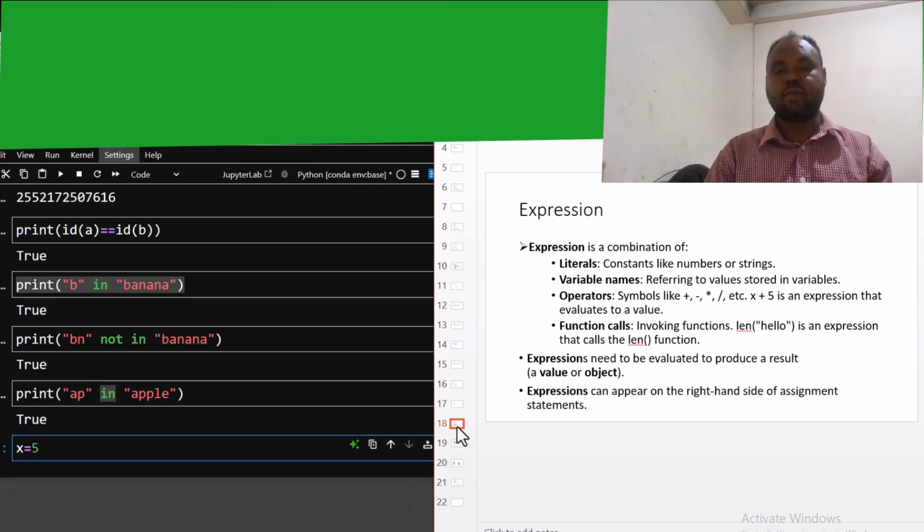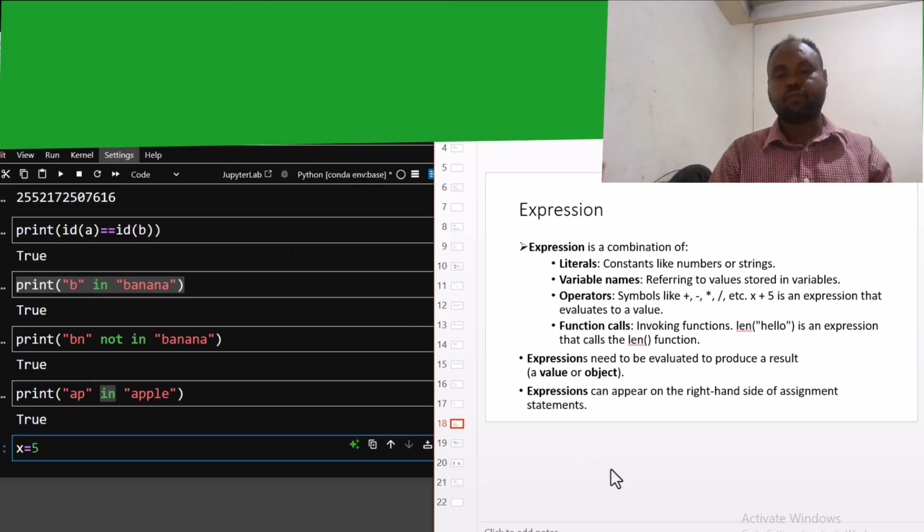An expression is a combination of literals, variable names, operators, and function calls. Any call that we write here is an expression. An expression needs to be evaluated to produce a result such as a value or object. The expression can appear on the right hand side of assignment statements. It is obvious, if an assignment statement is there, it always appears on the right hand side.